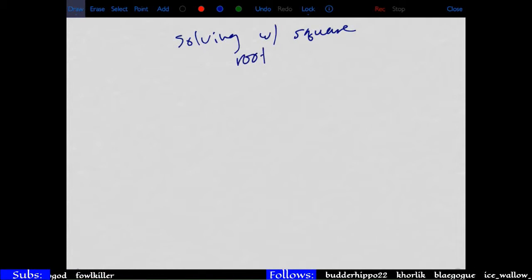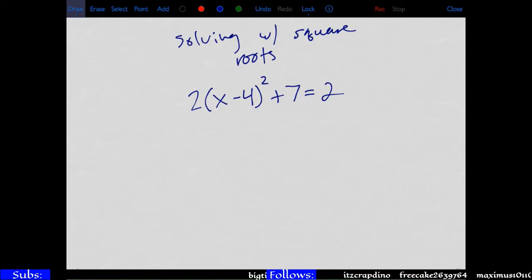Solving with square roots, aka solving from vertex form. So if we have a vertex form equation, like this, we can solve this using square roots. This one is simpler because there's no trick to it. All you have to do is get your x alone, and that will tell you your answers.